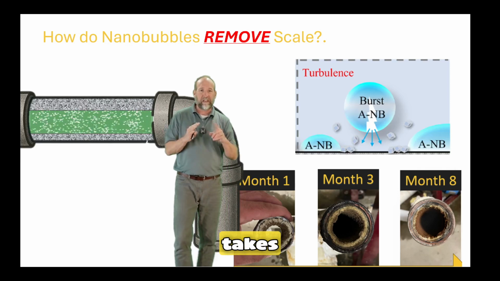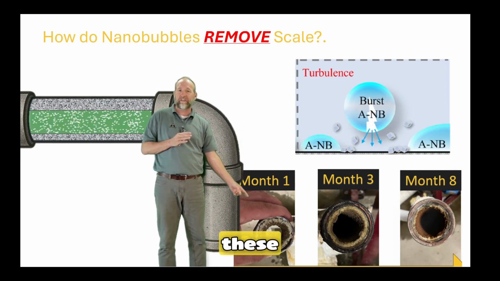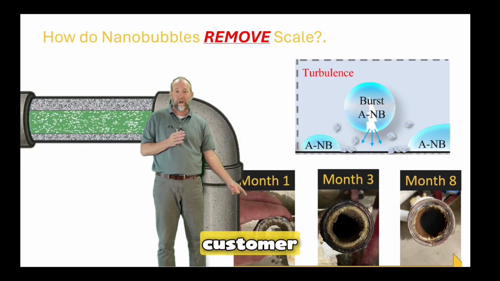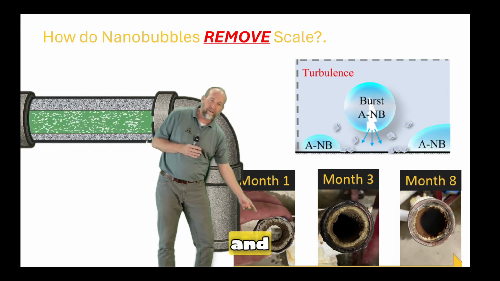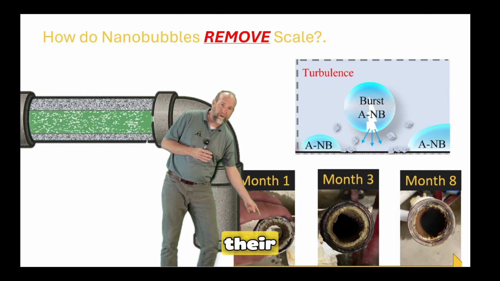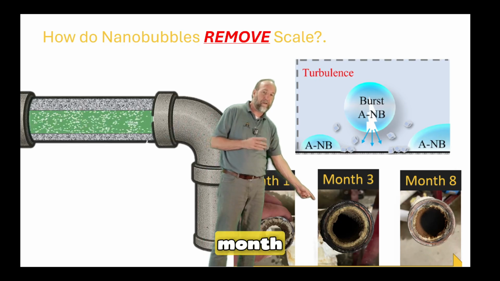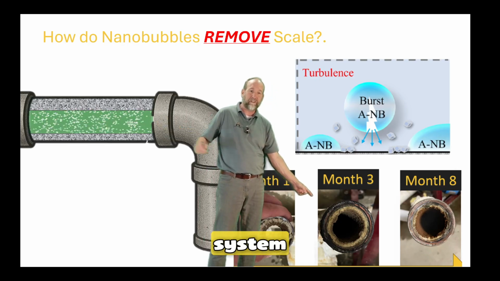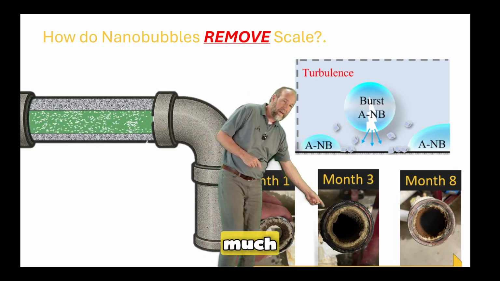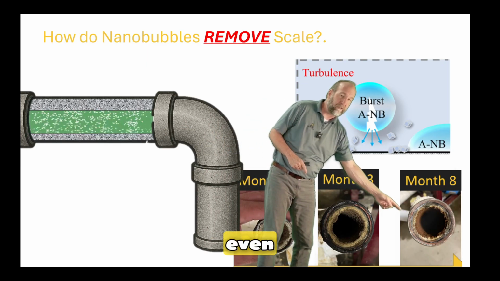The process takes quite a while. So you can see down here, these are results from an actual customer where they installed the nanobubble generator and they had about that much scale build up on their pipes. Just after 1 month of running these nanobubbles through their system, now all of a sudden they're down to that much. After 8 months, they're down to even less.